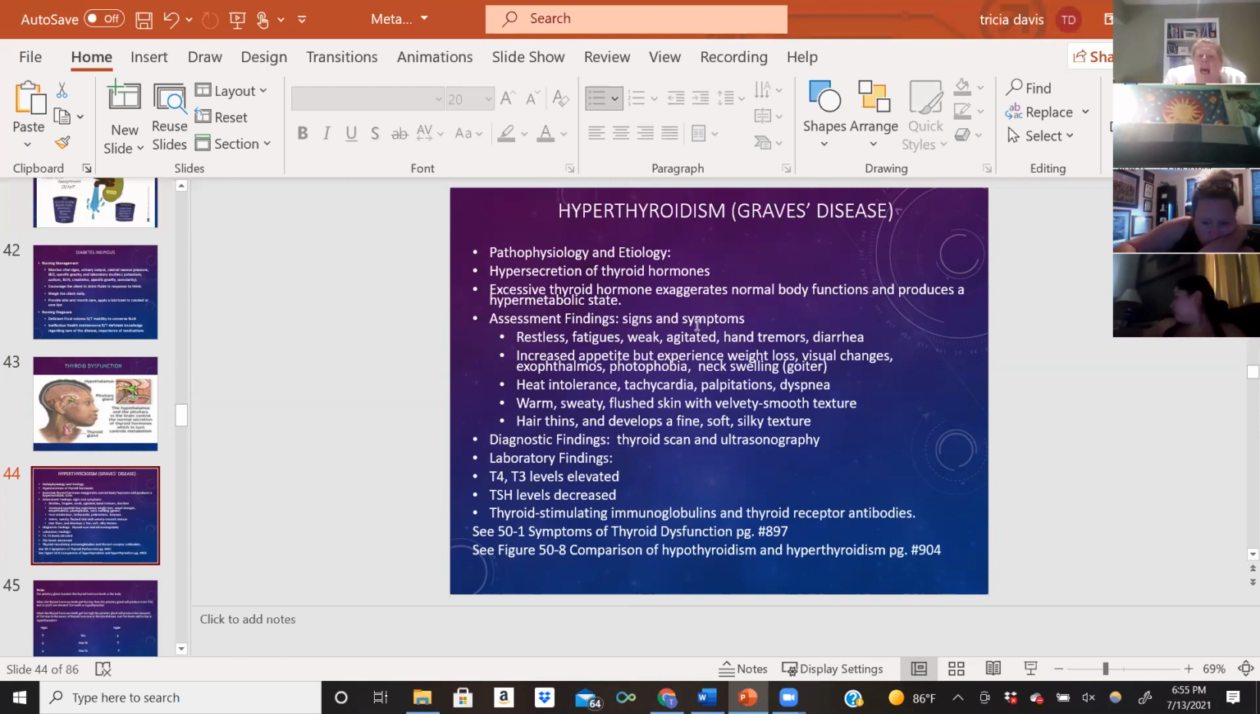So we talk about our metabolism being too low. If our metabolism is too low, then we gain weight. We don't lose. It's hard for us to lose weight. If we're in a hypermetabolic state, then we're probably going to lose weight because our metabolism is too high.